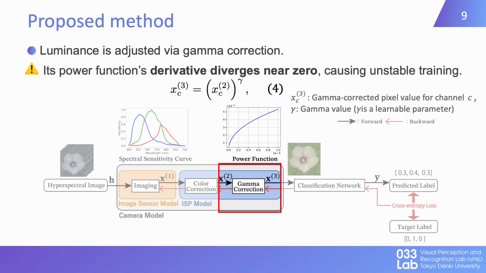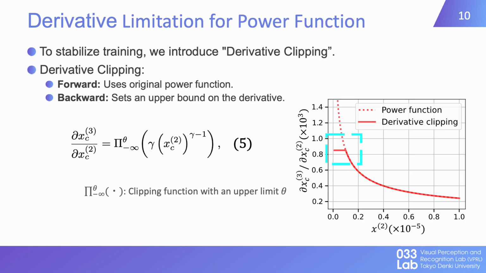However, we encountered a challenge here. Look at the graph. When the input is near 0, the derivative goes to infinity. This causes gradient explosion and that makes training very unstable. To address this challenge, we propose derivative clipping. The idea is simple. In the forward path, we use the normal power function, but in the backward path, we limit the derivative. As shown in equation 5, we clip it at a maximum value theta. Look at the red line in the graph. This effectively prevents gradient explosion.